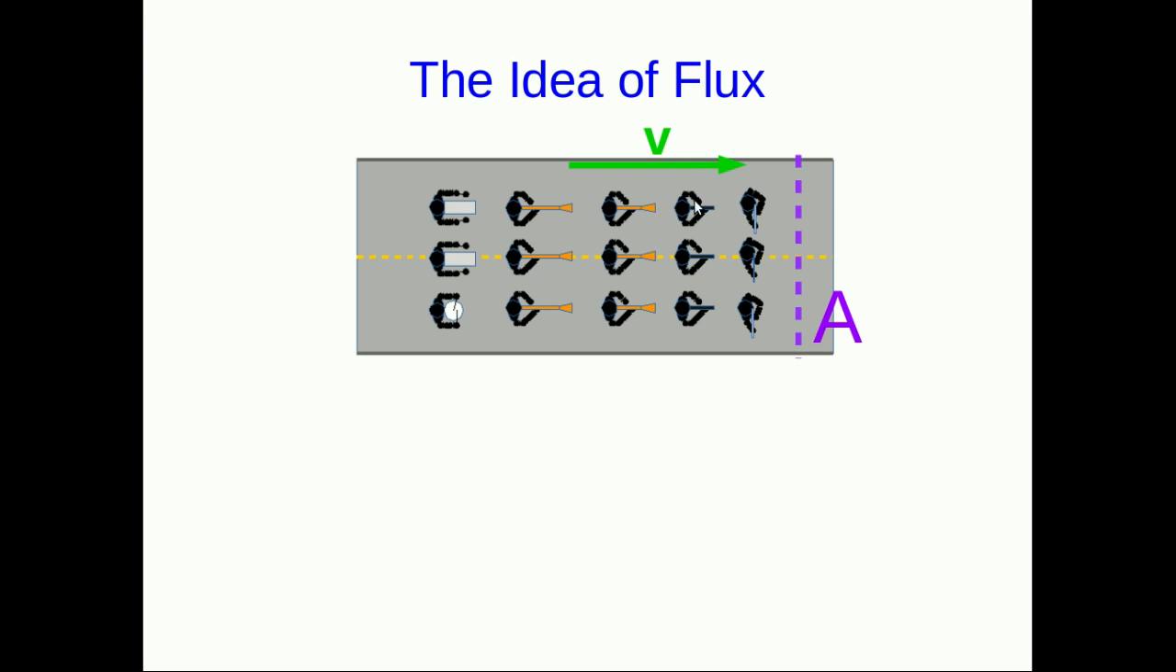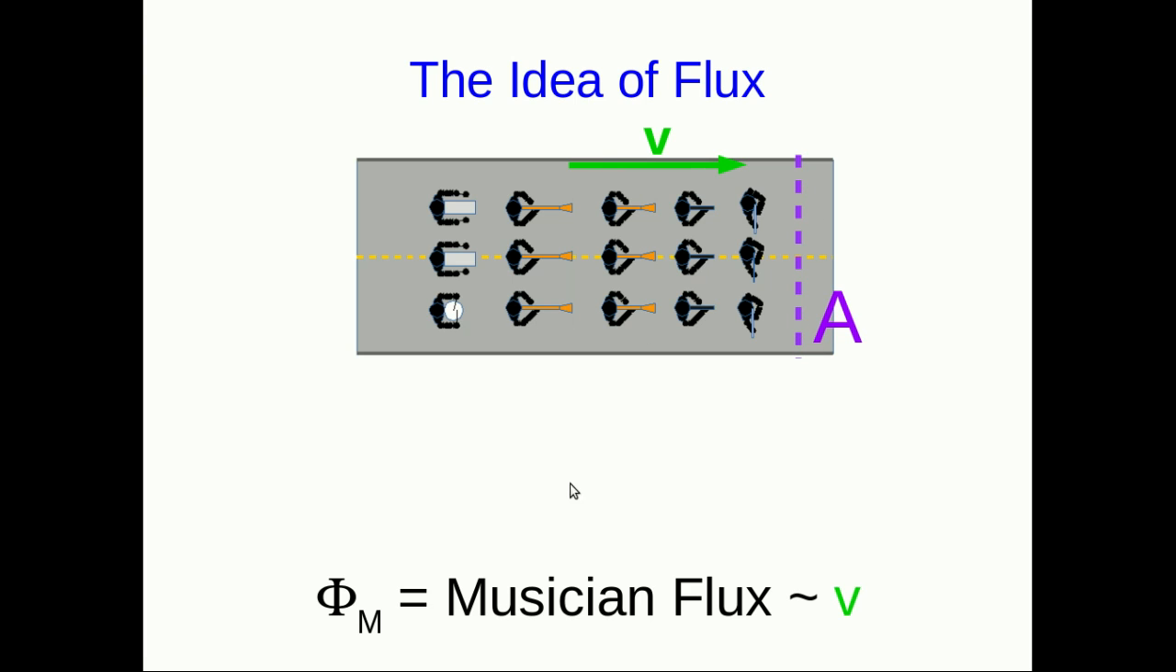So, for example, if the marching band walks at twice the speed, we know that twice as many of them are going to pass through the archway per unit time. And so that means that this thing, the number of musicians per unit time passing through the surface, which is what we would call the musician flux, phi sub m, must be proportional to the speed that they walk at. Notice there's no vector symbol here. It's not in bold. That is a speed, not a velocity.